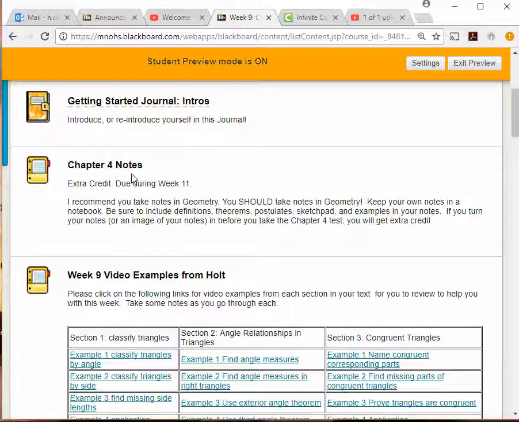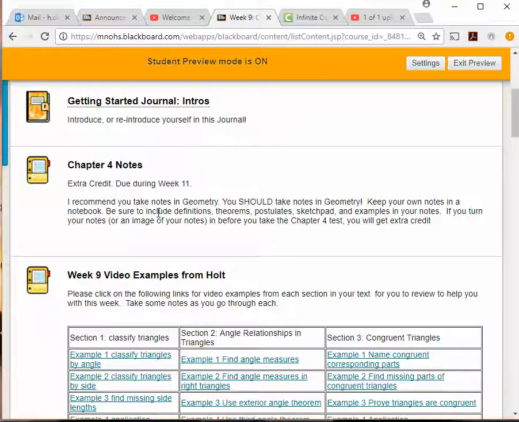For each chapter, you can take notes for extra credit. You can open a Word document and take notes as you go, or use notebook paper. When we're done with the quarter, which in this one will be in week 11, you'll submit those notes for possible extra credit. Make sure you write down definitions, theorems, postulates, sketches, examples, anything that would help you when taking a quiz or a test, to look back at and refer to.